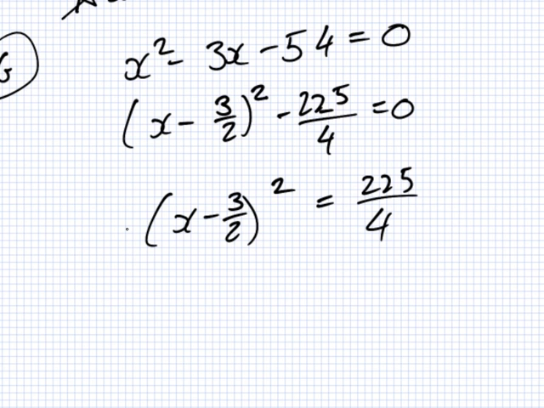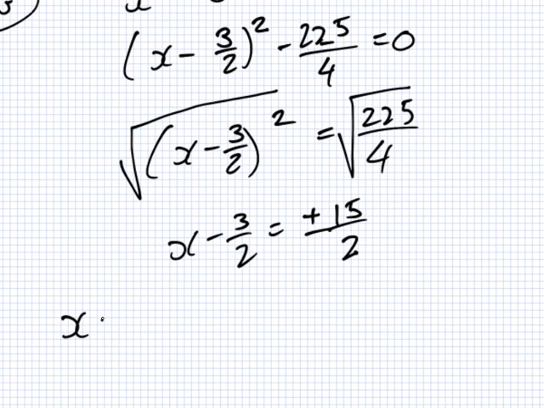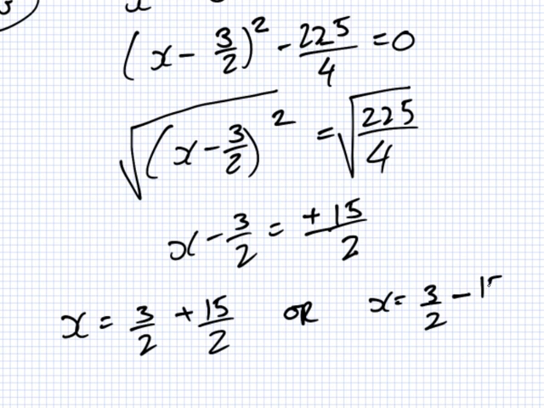Root. So root here and root here. So I get x minus 3 over 2. Root of 225. It's like 15 over 2. It's 15, isn't it? For 2, yeah. 15 over 2. But be careful. Plus or minus is here. So we have two answers. X equals 3 over 2 plus 15 over 2, or x equals 3 over 2 minus 15 over 2.